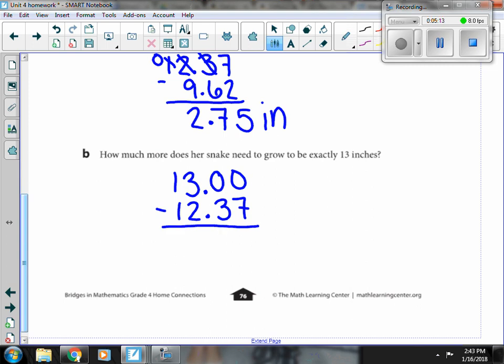Well, I can't take 7 from 0, so I'm going to borrow. And to borrow all the way across, I had to make the middle one, the tenths place, a 10. Then I could borrow 1/10 for my hundredths place. So 10 minus 7 is 3. 9 minus 3 is 6, my decimal point, and then these are 0. So 63 hundredths of an inch.